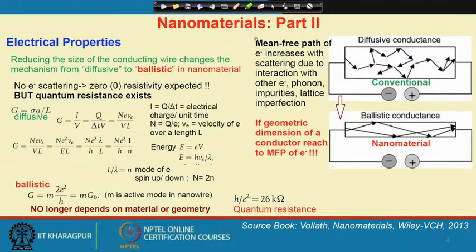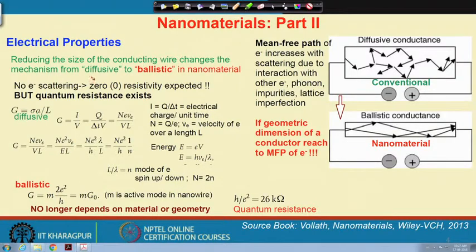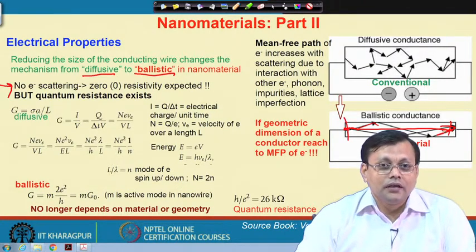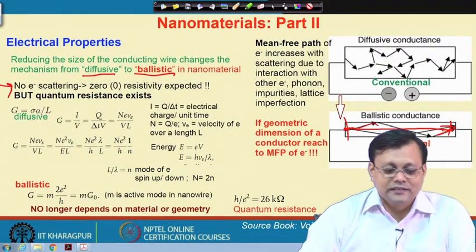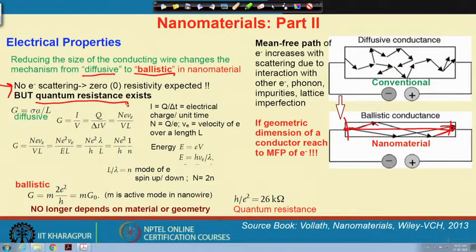So, reducing the size of a conducting wire changes the mechanism from diffusive conductance to ballistic conductance in a nanomaterial. So, if we consider that there is no electron scattering at all, the electron just comes here and then goes here, and this is the mean free path, which is the length scale of the wire. So, there will be zero resistivity, because it does not scatter at all, it does not interact with other particles, any electron or phonon. However, still some resistivity will exist because of the quantum resistance.